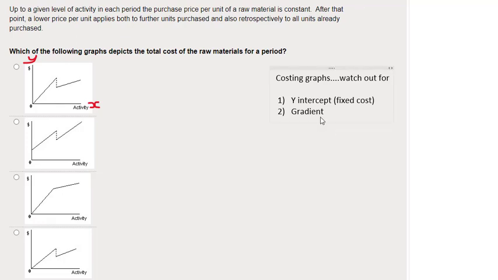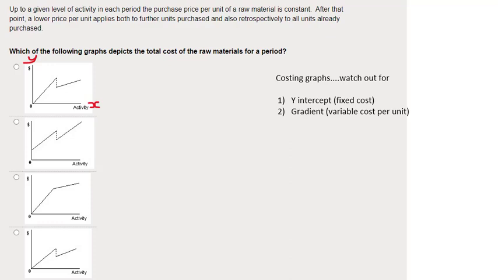And the second thing I'm looking at is the gradient. How slopey is the line? How steep is the slope? Well, the steeper the slope is, that means that when I make an extra unit, I have more cost. It tells me how much variable cost there is per unit. The steeper the line is, the more the variable cost is per unit. If there is a flat line, it means there's no variable cost per unit. So those are the two things I'm looking out for in a costing graph question.